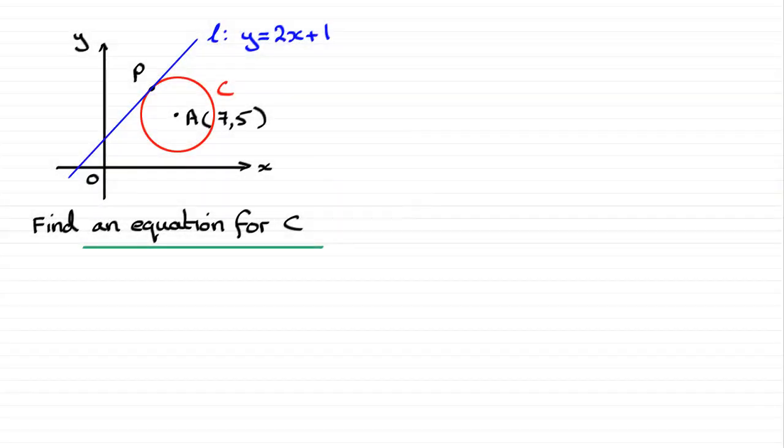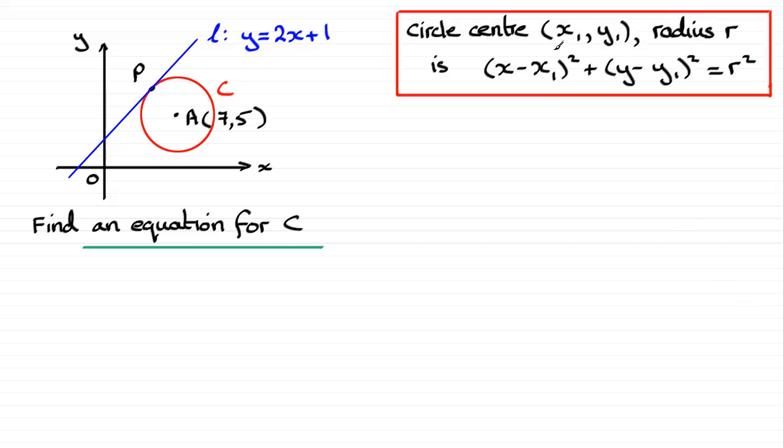So for this part of the question, we're now asked to find an equation for the circle C. In order to do this, you should be familiar with the equation of a circle. Let's just remind you, it is essentially this: if you've got a circle with centre coordinates x1, y1 and a radius r, it has this form here. So we have the coordinates of the centre, our x1 and our y1, 7 and 5 respectively. What we don't have though is the radius r.